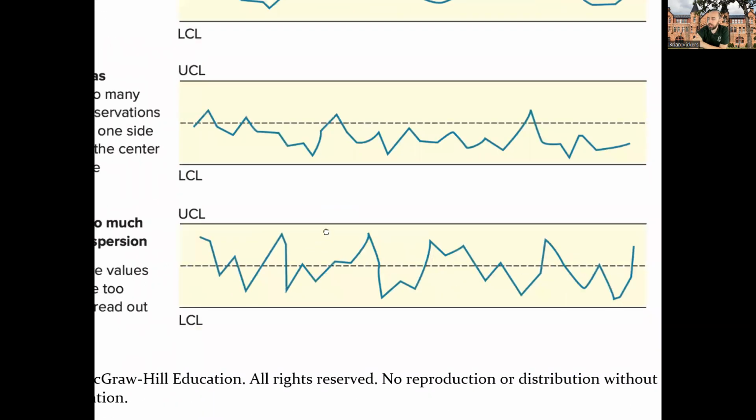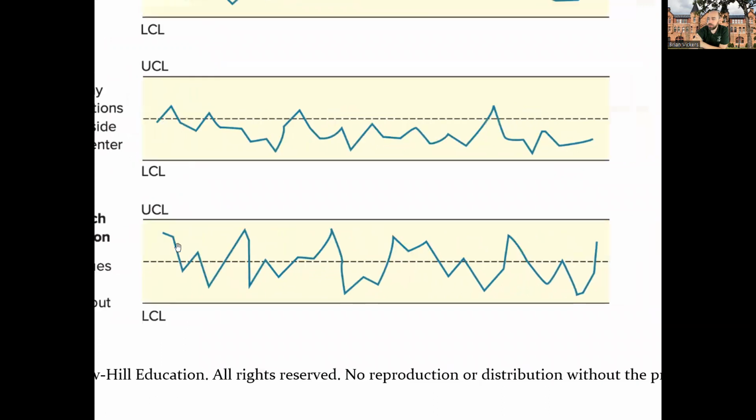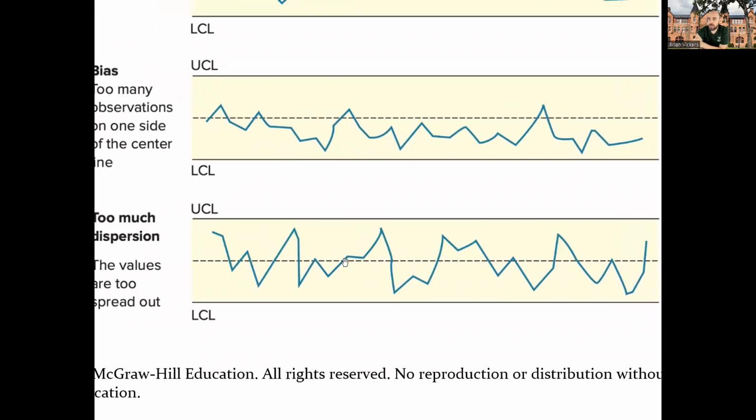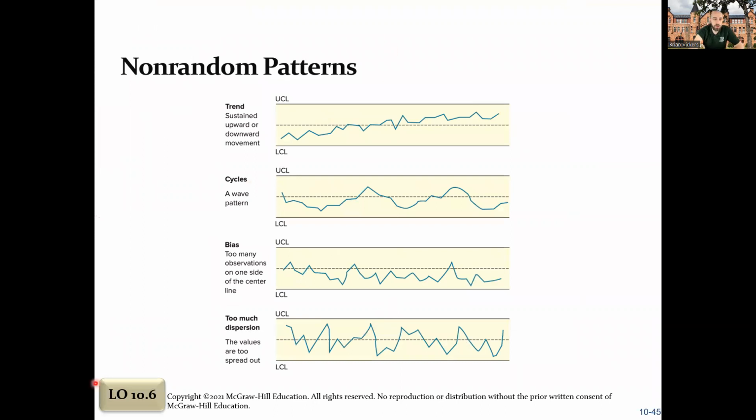And then too varied, too much dispersion. Your observations are either high, low, high, low, high, low, right? There's something out of alignment there as well. And all of these would signal that you have something to correct in the process. These would be non-random patterns.